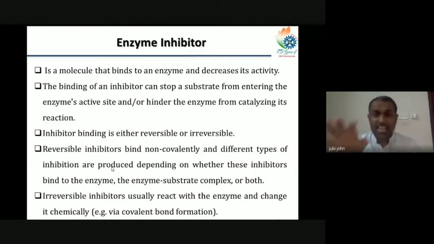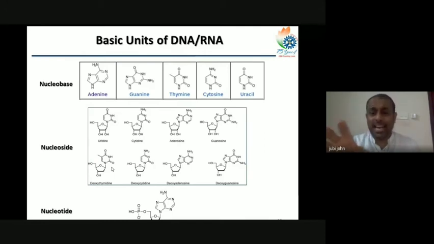Now, let us look at the basic units of DNA and RNA, because we are going to talk about reverse transcriptase, which is an enzyme which helps to make a DNA from an RNA. So we need to know how DNA is formed. The basic units are nucleobases. There are two types of nucleobases, purine bases and pyrimidine bases. Purine bases are adenine and guanine. Pyrimidine bases are thymine and cytosine. In DNA, we have four nucleobases: adenine, guanine, thymine, and cytosine.